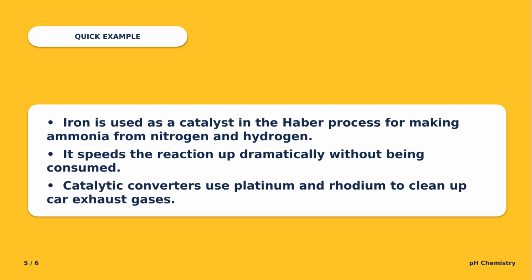Quick example. Iron is used as a catalyst in the Haber process for making ammonia from nitrogen and hydrogen. It speeds up the reaction dramatically without being consumed. Catalytic converters use platinum and rhodium to clean up car exhaust gases.